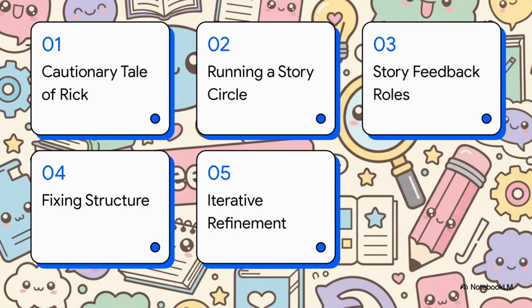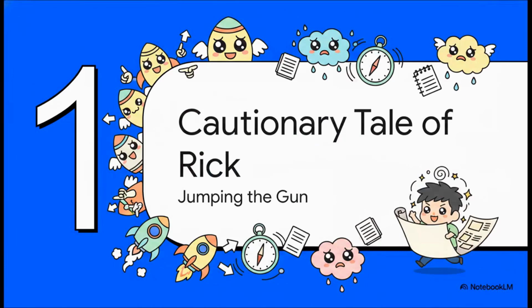We've got 1. The cautionary tale of Rick. 2. Running your story circle. 3. Essential story feedback roles. 4. Fixing common structure problems. And 5. The iterative refinement loop. Let's dive right in. Starting things off with Section 1, the cautionary tale of Rick, jumping the gun.